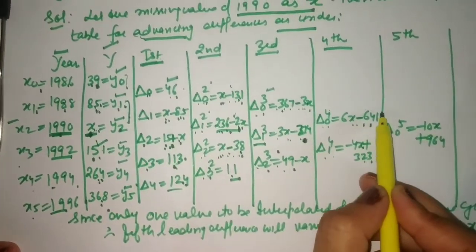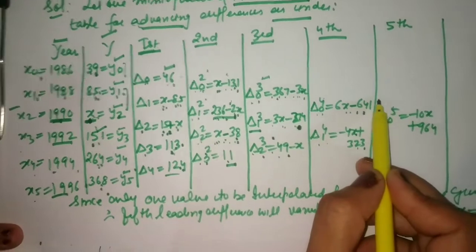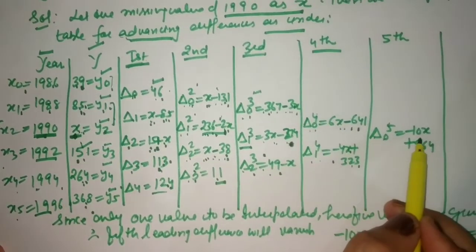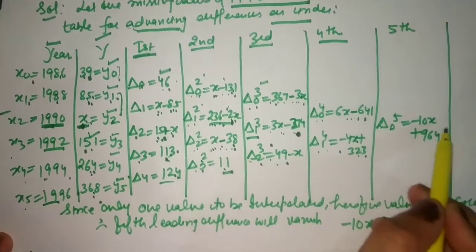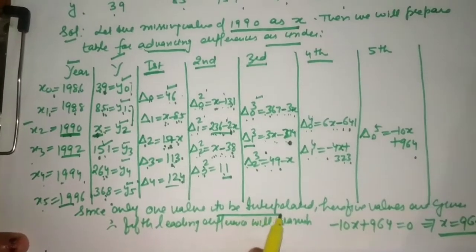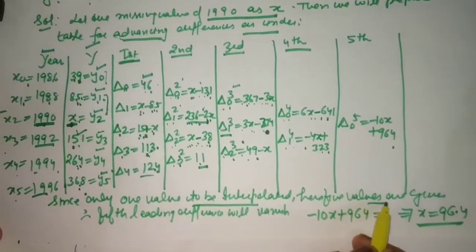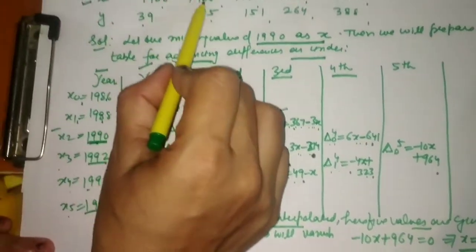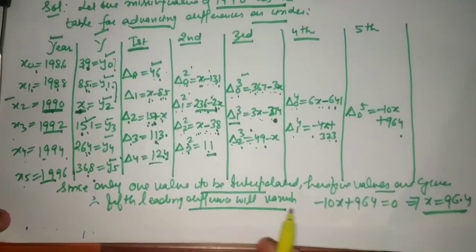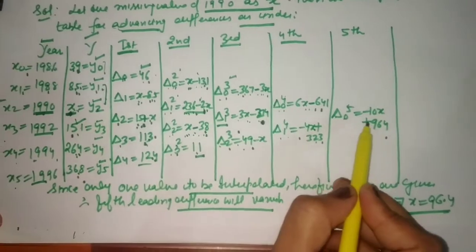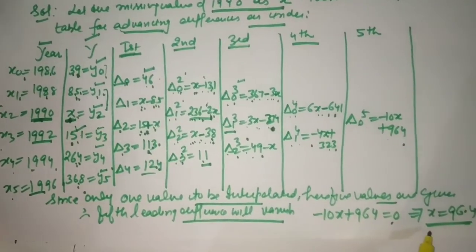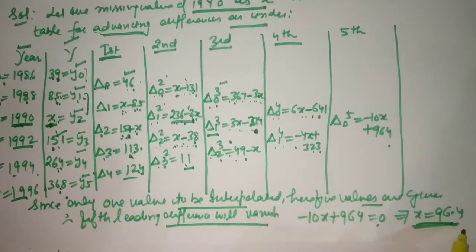Similarly, in the fifth column, I am getting delta 0 power 5. This will be delta 1 raised to power 4 minus delta 0 raised to power 4, that is minus 10x plus 964. Further it will not be possible. Since only one value is to be interpolated, here 5 values are given, as we know from the statement that values 1, 2, 3, 4, 5 are given. So the fifth leading difference will vanish. That means I am taking minus 10x plus 964 equal to 0. After simplification, I am getting x equal to 96.4.